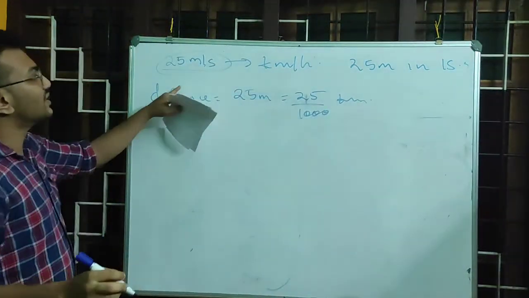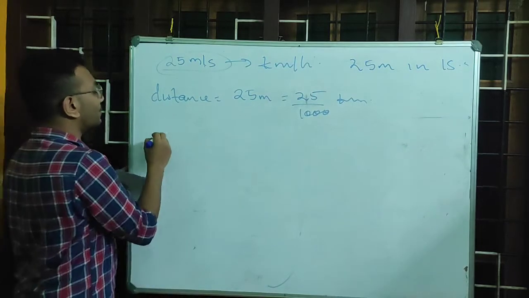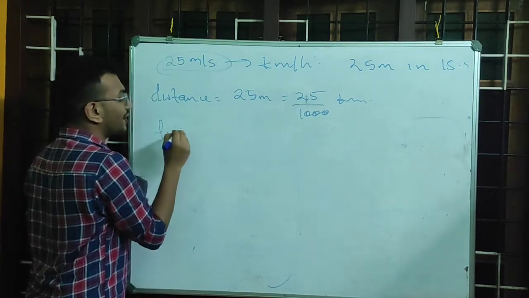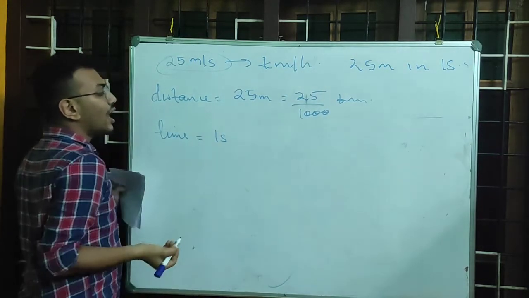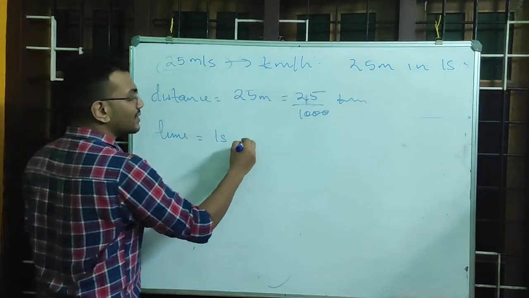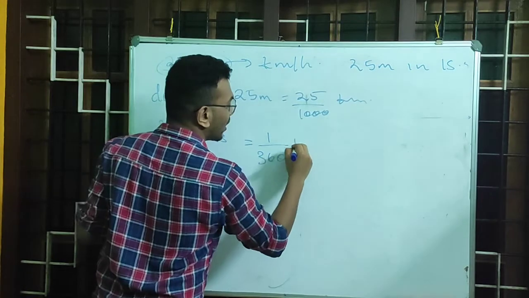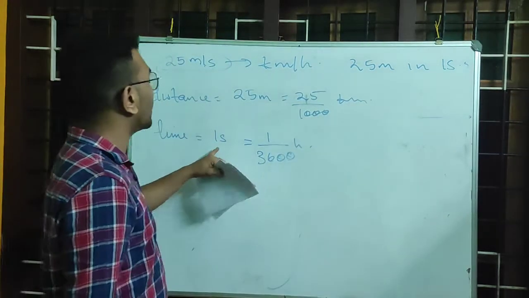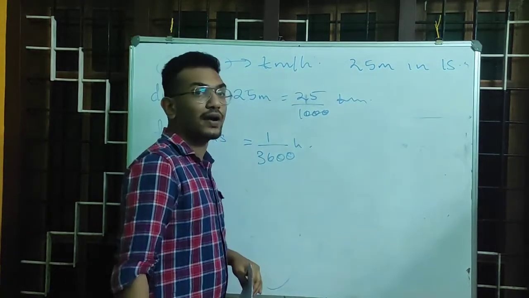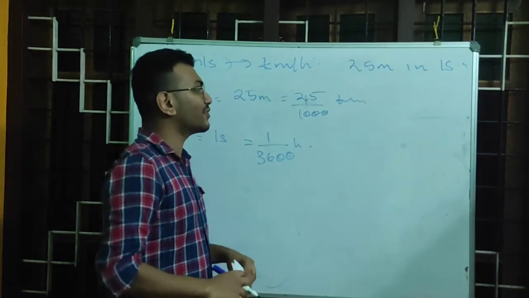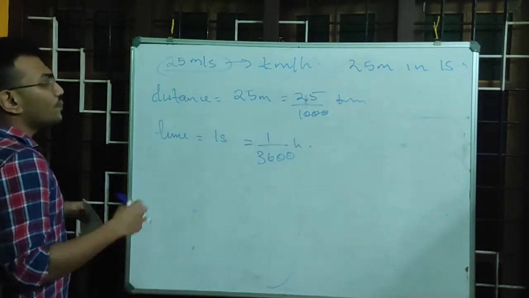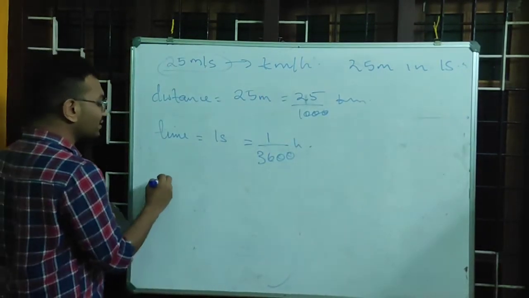Now, the second one, it is the time. How much time is given? 1 second. How would you convert seconds to hour? It is 1 divided by 3600 hour, isn't it? To convert seconds to hour, you have to divide by 3600.